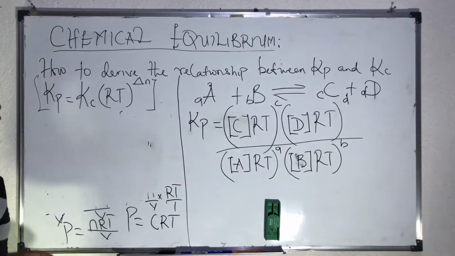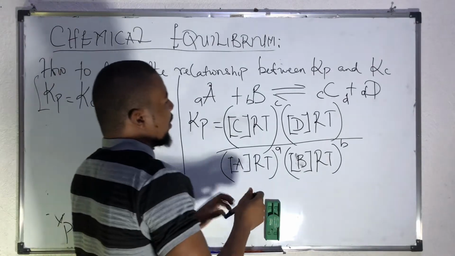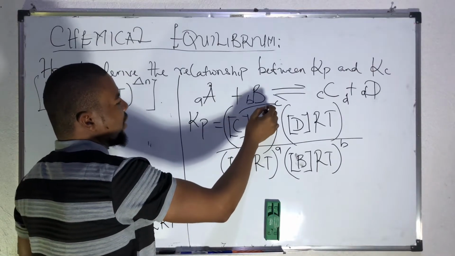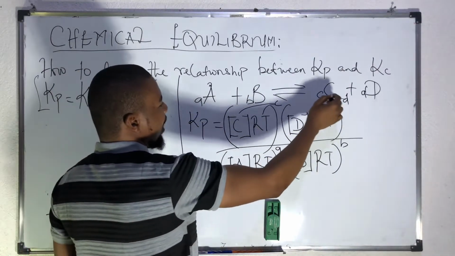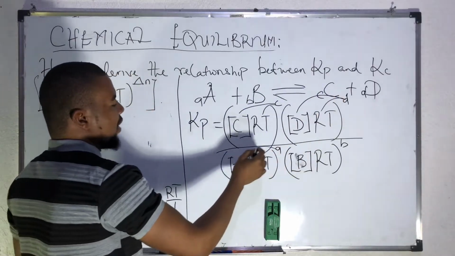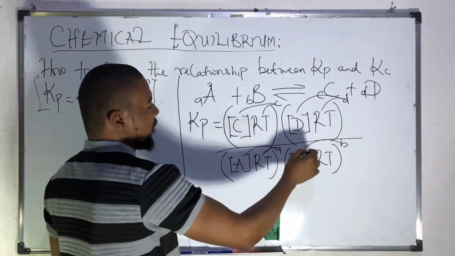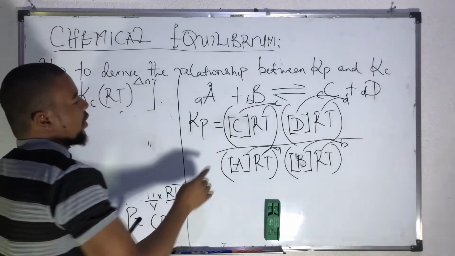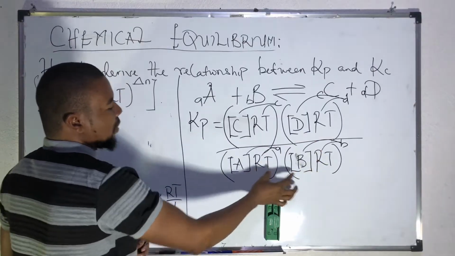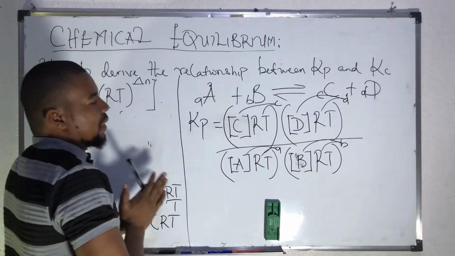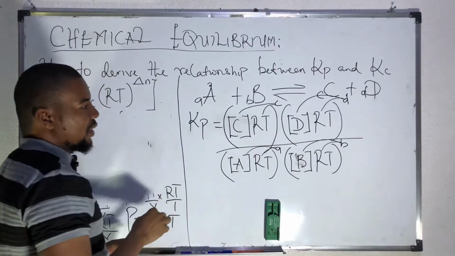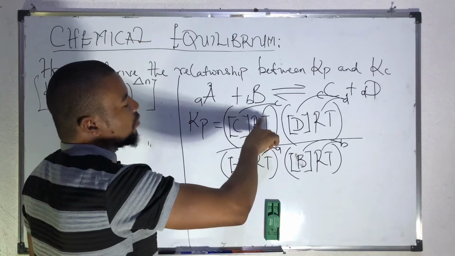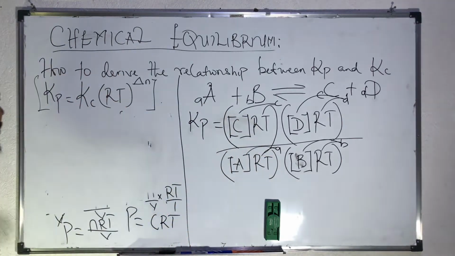Okay, remember that this exponent C affects everything inside. For the first one, the D affects everything inside. The A also affects everything inside, while the B also does the same. Now we're going to separate them. We shall pick the concentration and multiply them. We multiply them separately and raise them to the power of C. Now we also separate the RTs and also raise them to their respective powers. Let me show you what I mean here.